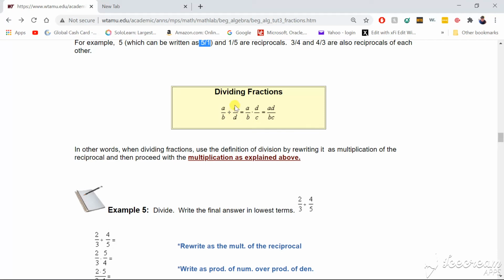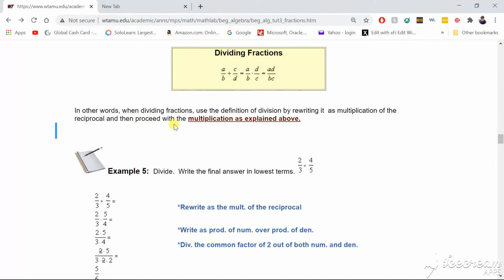Alright, where was it? Dividing fractions, blah, blah. Hold up. In other words, use the definition by rewriting it as multiplication, as explained above.